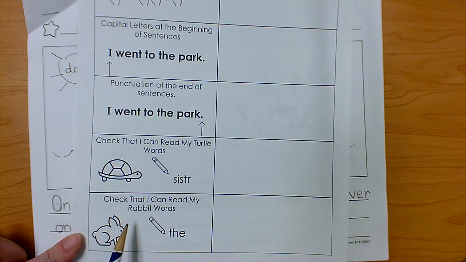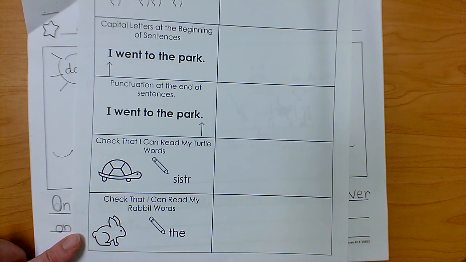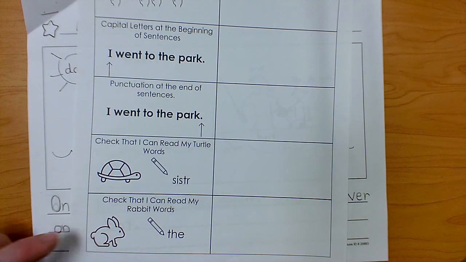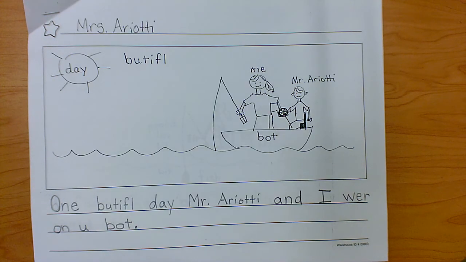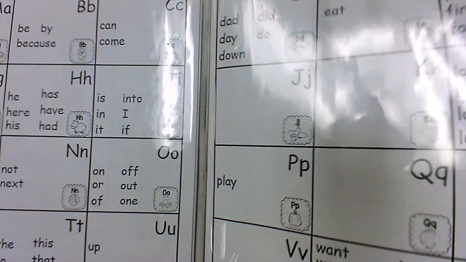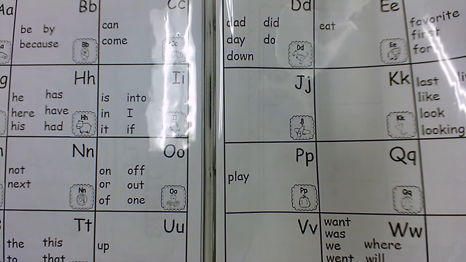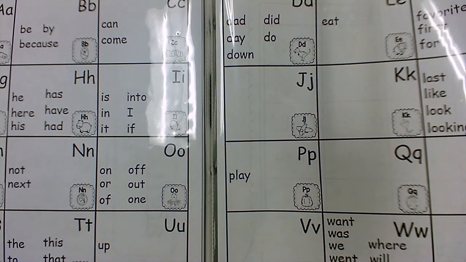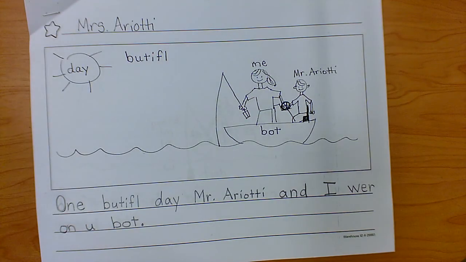Now, I have to check and see if I can read my rabbit words. Those are my sight words. Those are the ones that should be spelled the right way. I can use my word wall to help me. I'm always allowed to look in here and see which words I need to spell the right way. One beautiful day, Mr. Ariadne and I were on a boat.